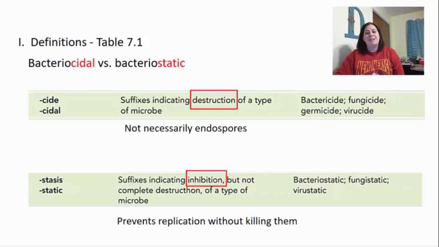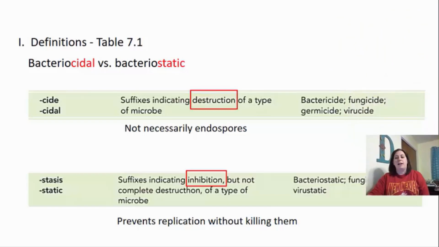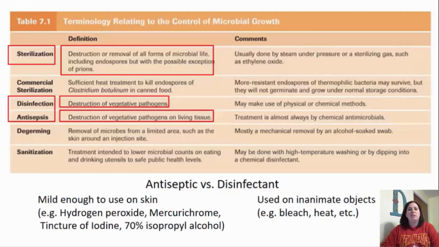On the other hand, when you add stasis or static to the end, this is a suffix that indicates inhibition, but not complete destruction of a type of microbe. So it prevents it from replicating and growing, but it does not kill them. This would be bacteriostatic, meaning that it's going to inhibit bacterial growth. Fungostatic is going to inhibit fungal growth. Virostatic are inhibiting viruses. So there is a difference between it being cidal versus static.